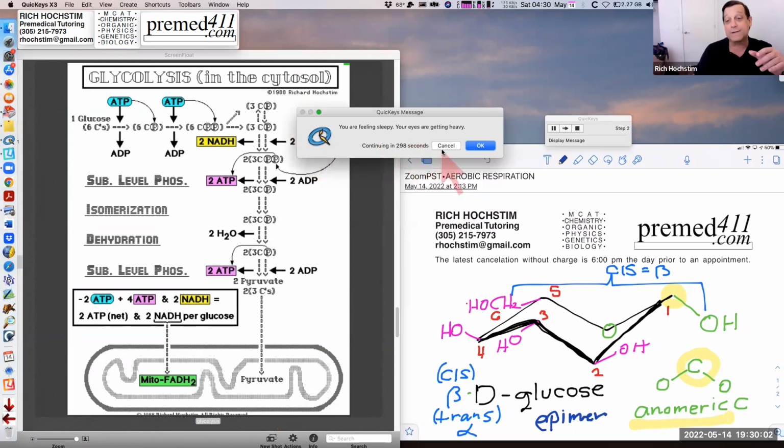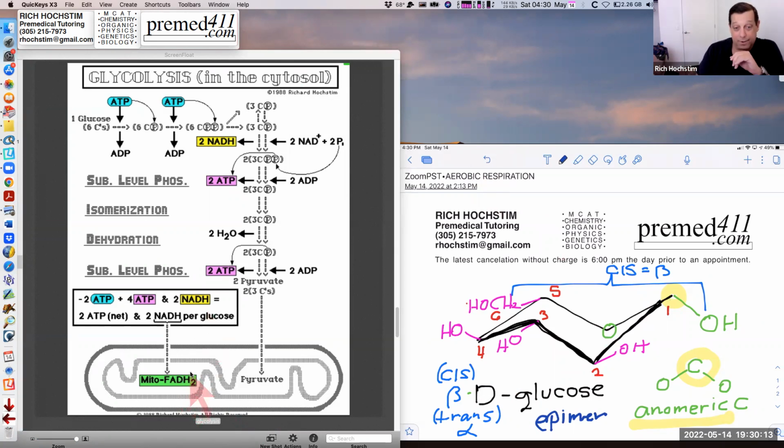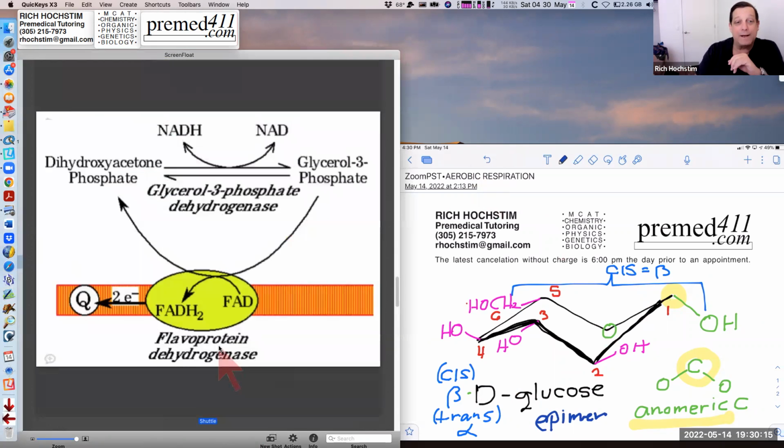But what will happen is, I forgot to turn this off. What will happen is that the NADH is not able to get into the mitochondria. So what ends up happening is there's a process called the glucose phosphate shuttle. And you don't need to know this. All you need to know is that every NADH that's produced in the cytosol produces an FADH2 inside the mitochondria. And this involves energy loss because NADH has more energy than FADH2.